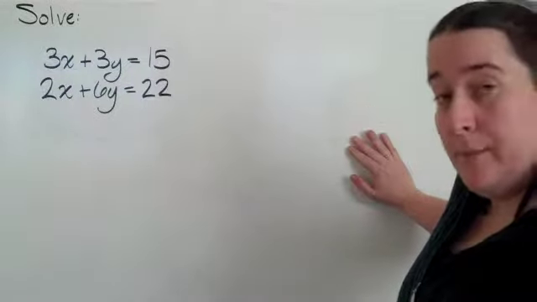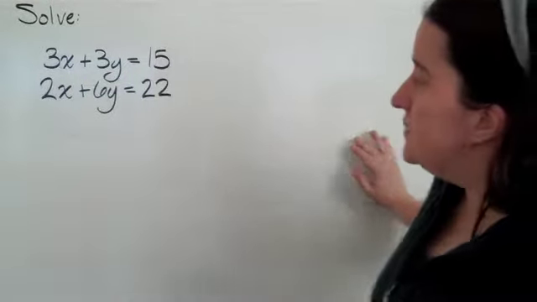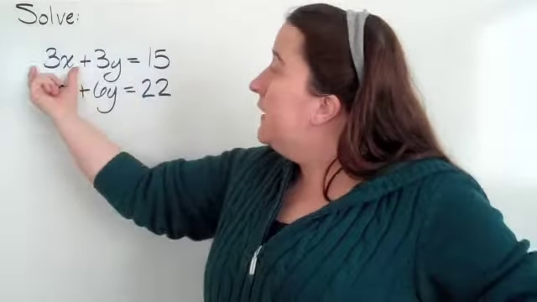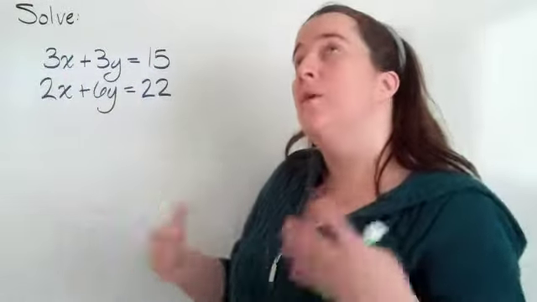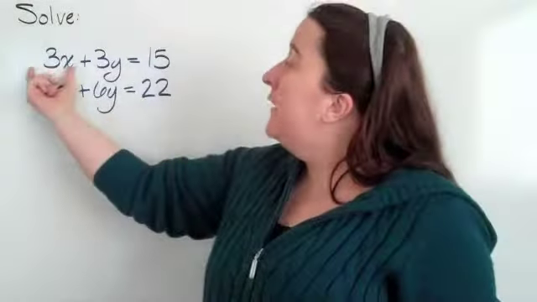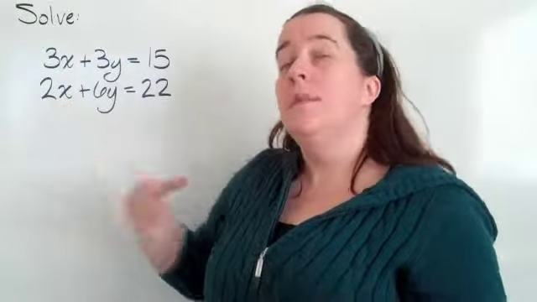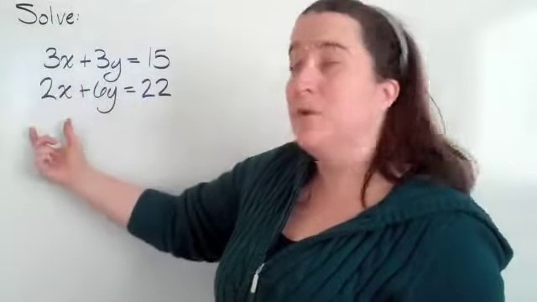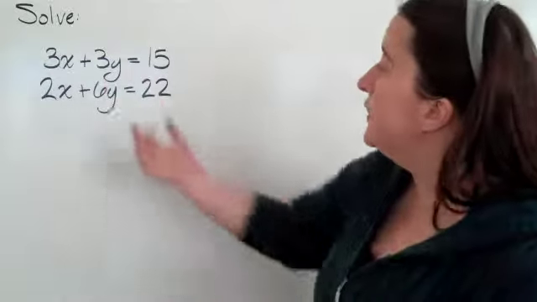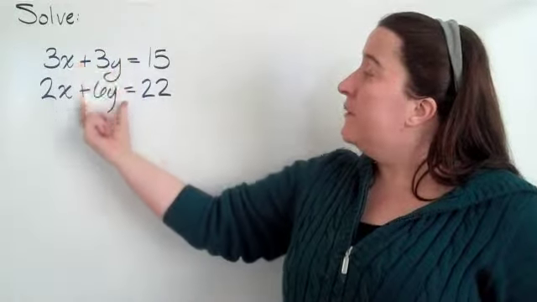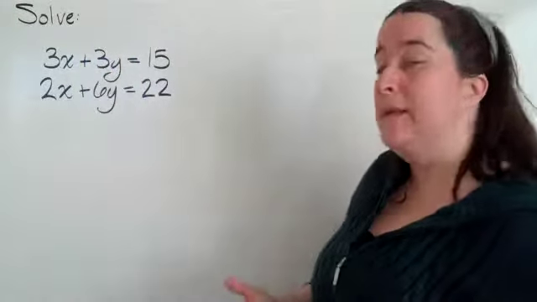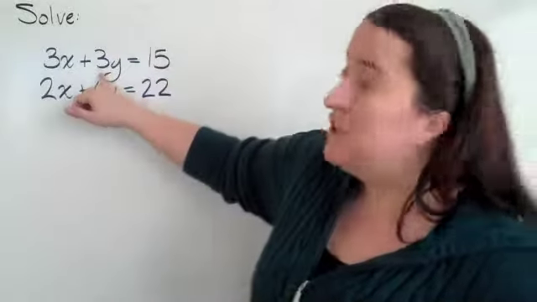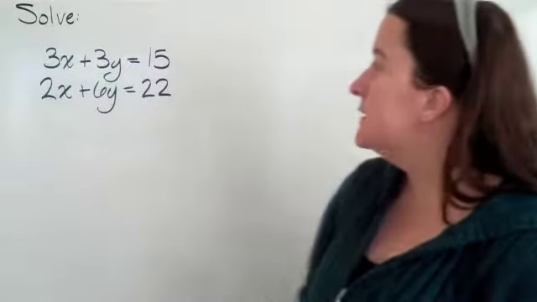It doesn't matter which letter I pick. I can pick the x's or the y's to match, and if I look at just the x's, I'm looking for ways to get the coefficients to the same number. If I look at the 3 and the 2, they both will go into 6. So if I change them both to 6's, they would be able to cancel each other out. If I look at the y's, I have a 3 and a 6. Yet again, they both go into 6. In that case, I would only have to change this 3 to a 6 to get things to match.